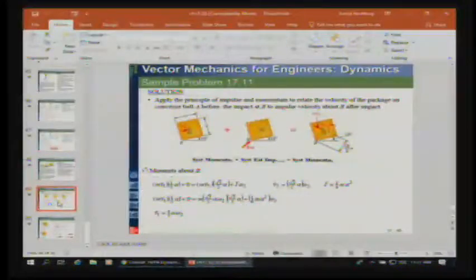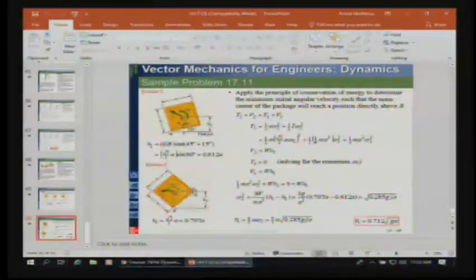All right. So once again, same setup. It always works the same way. System momenta plus the external impulses equals the system momenta. All right, so we take moments here about point B. We come up with a relationship between the velocity of the mass center of the package and omega.